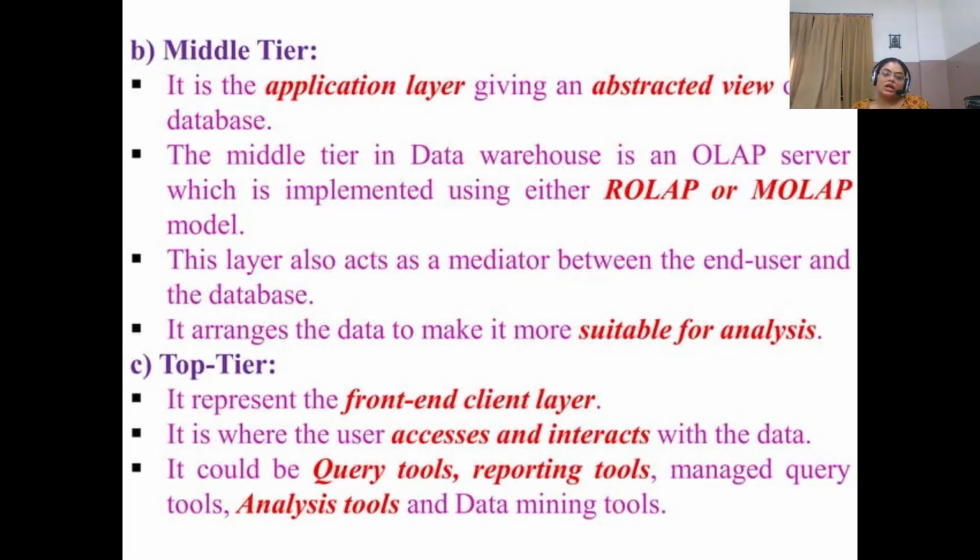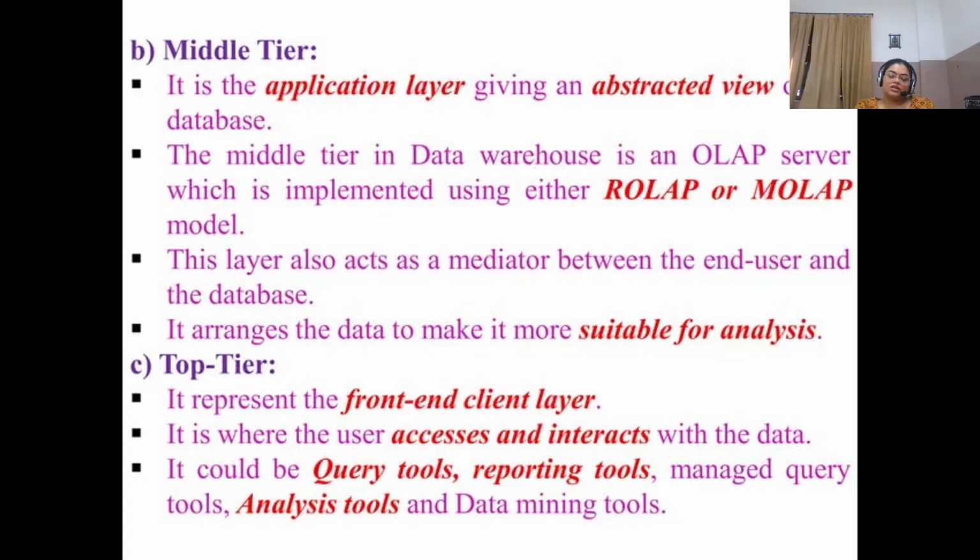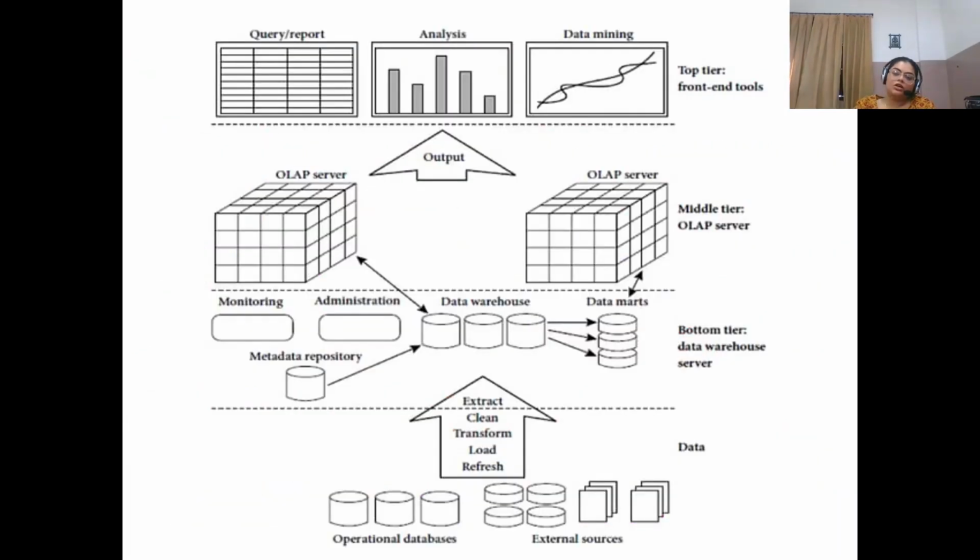So basically, the top tier is the front end client layer, the middle tier is the application layer, and the bottom tier is the database. So are you understanding? There are three tiers in it: bottom, middle, and top. Bottom is the database, middle is the application layer, and top tier is the front end tier. You can access and interact with the data. This is the overall data.